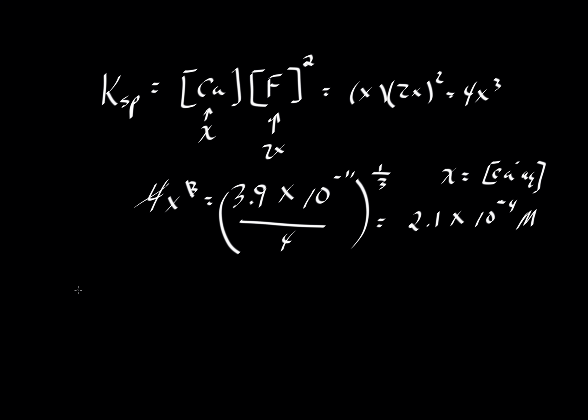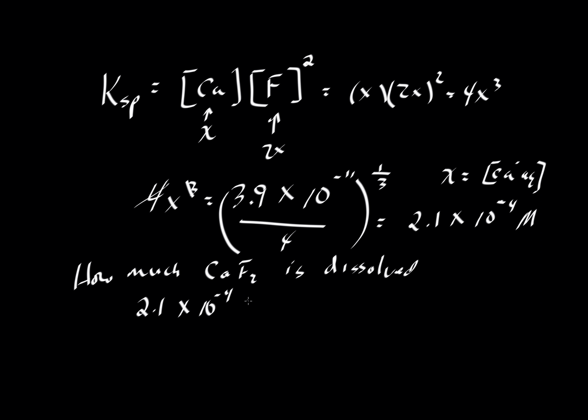Let's say we wanted to know how much fluorite is dissolved, and we wanted to know in terms of the mass. Well, remember, x is the number of moles involved, and so whatever the number of moles for calcium, we have the same number of moles of fluorite. So for fluorite, the amount that we would dissolve would be 2.1 times 10 to the minus 4. That's in moles of fluorite per liter.